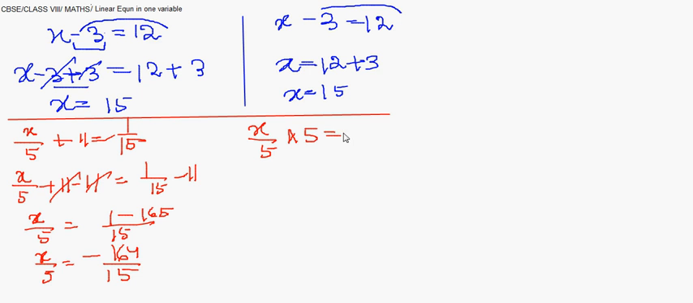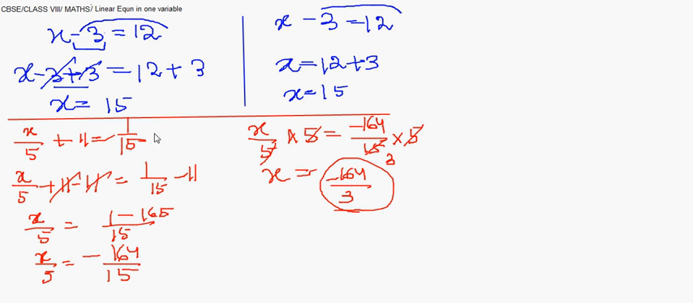Do the same thing on the right. This 5 gets cancelled and I'm left with x. Now if I cancel this, I'm getting 3 here. So it's minus 164 upon 3. This is the solution of the given equation.